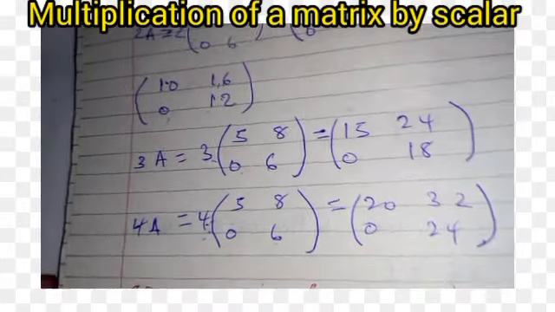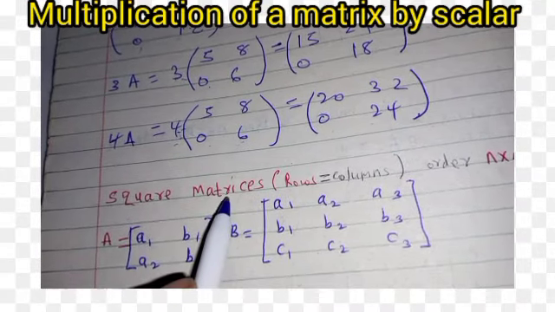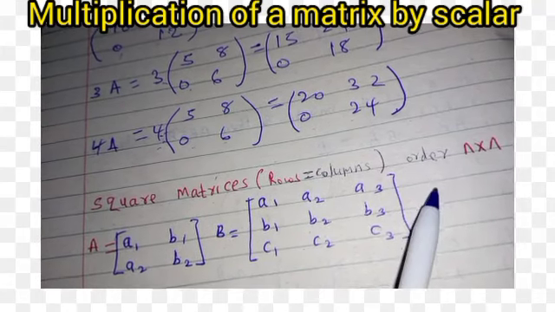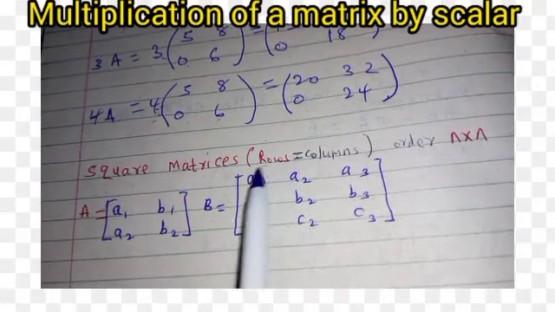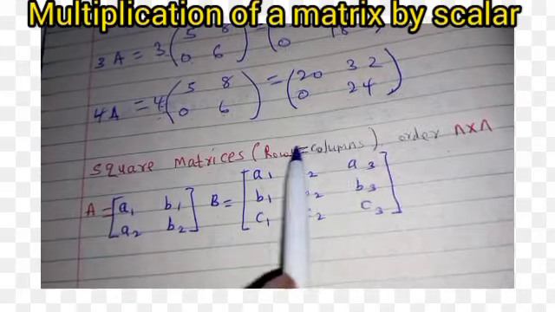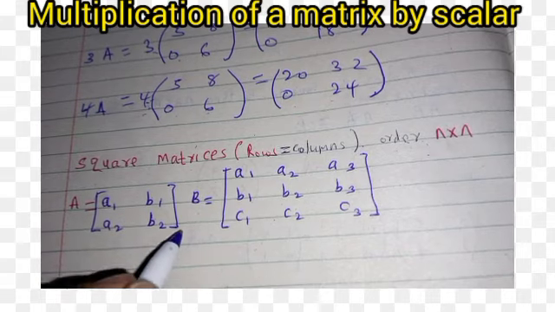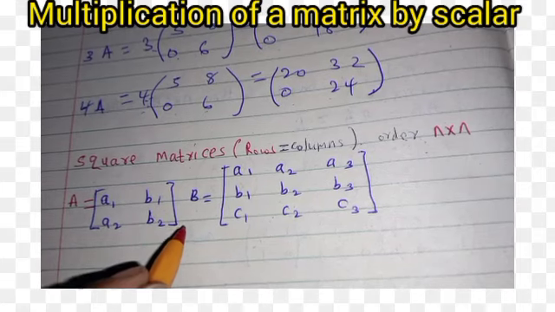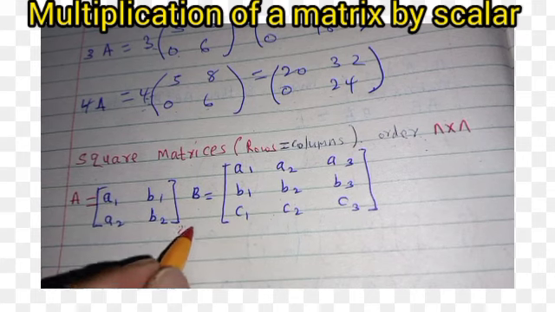So the next part we want to look at is the square matrix. A matrix is called square when the number of rows is equal to the number of columns. So the order of a square matrix is n by n. Like here, in this matrix, the number of rows is 2 and the number of columns is 2. So this is a square matrix of order 2.